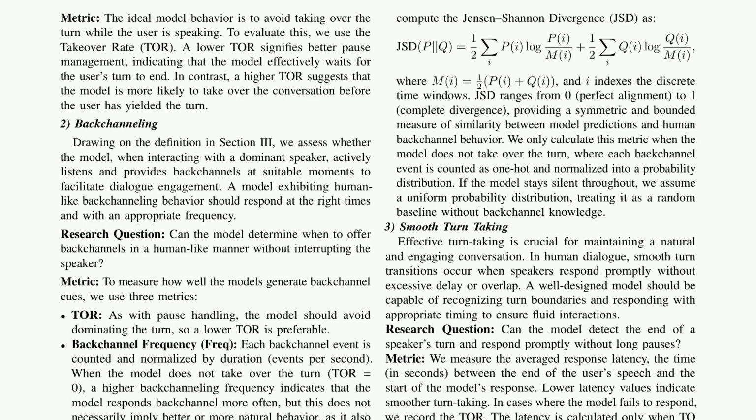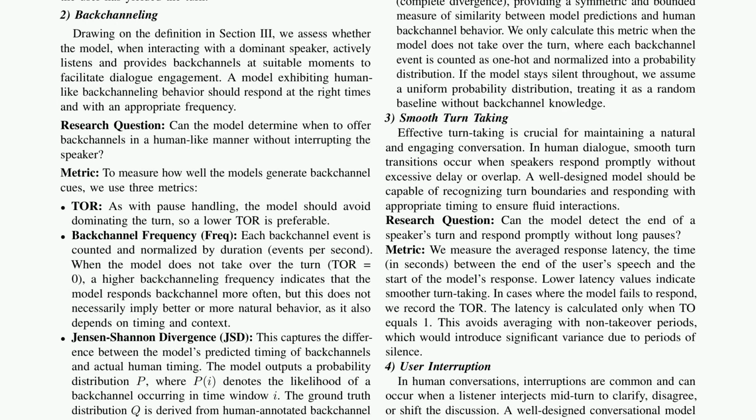Metric. The ideal model behavior is to avoid taking over the turn while the user is speaking. To evaluate this, we use the takeover rate, TOR. A lower TOR signifies better pause management, indicating that the model effectively waits for the user's turn to end. In contrast, a higher TOR suggests that the model is more likely to take over the conversation before the user has yielded the turn.